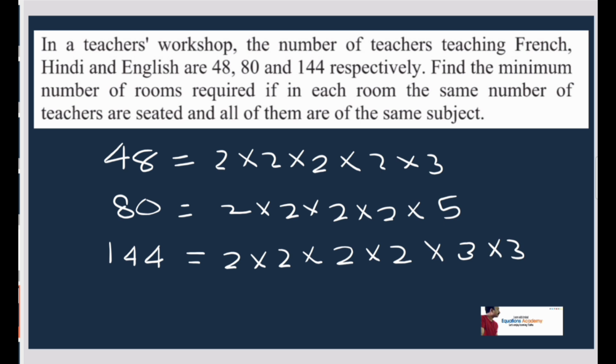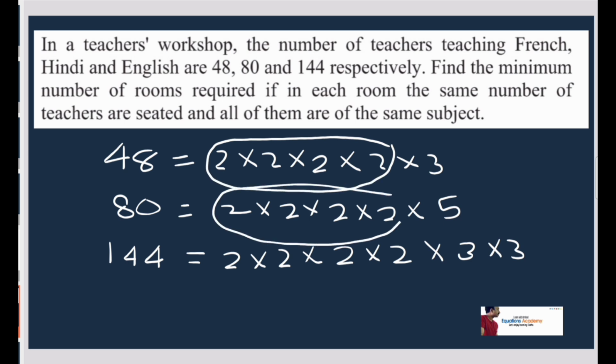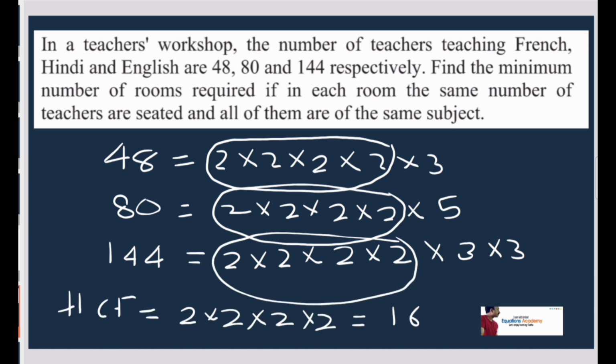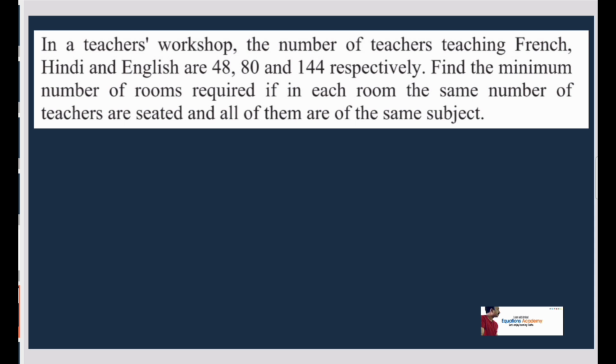If we take the highest common factor here, 2 into 2 into 2 into 2 is common in all. Here there is 2 into 2 into 2 into 2, and here also, and here also. Therefore the HCF is 2 into 2 into 2 into 2, four times 2. So we got 16 as the HCF. Therefore there will be 16 teachers in each room.